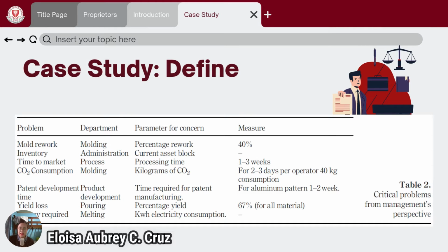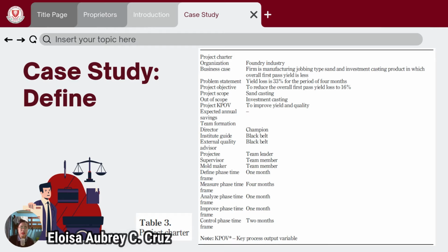In the next slides, the define phase was emphasized. The problems of the study, such as mold rework, inventory, and other troubles, are seen from the management perspective. The departments and the parameters of all these critical problems are also included. A project charter was also done by the researchers to document the goals, objectives, and the business case for the work.